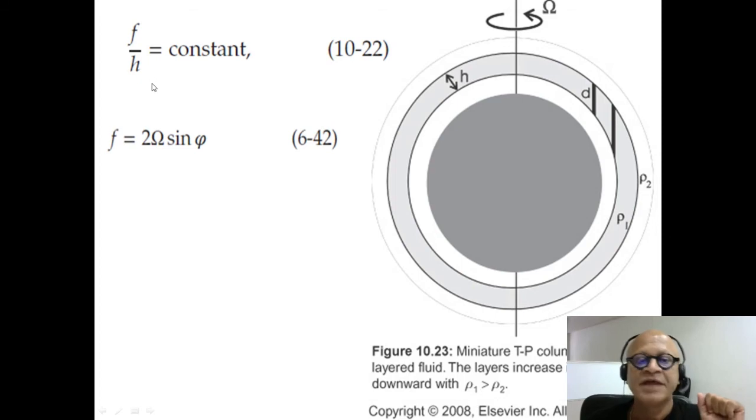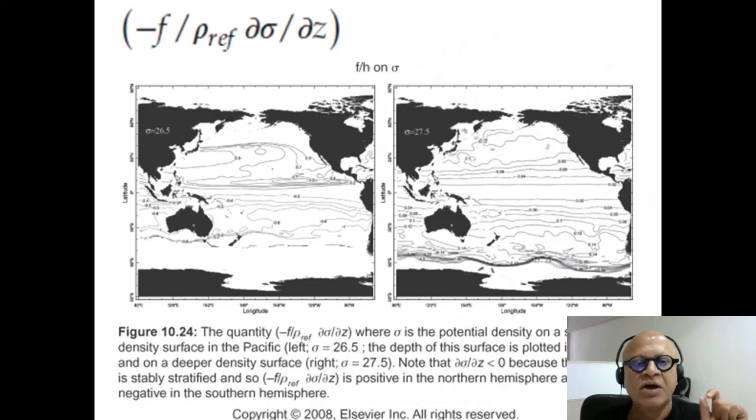Okay? I hope that is clear. You can listen to it again and see what I mean. Okay? So f is 2 omega sine phi. So what is h in this case?